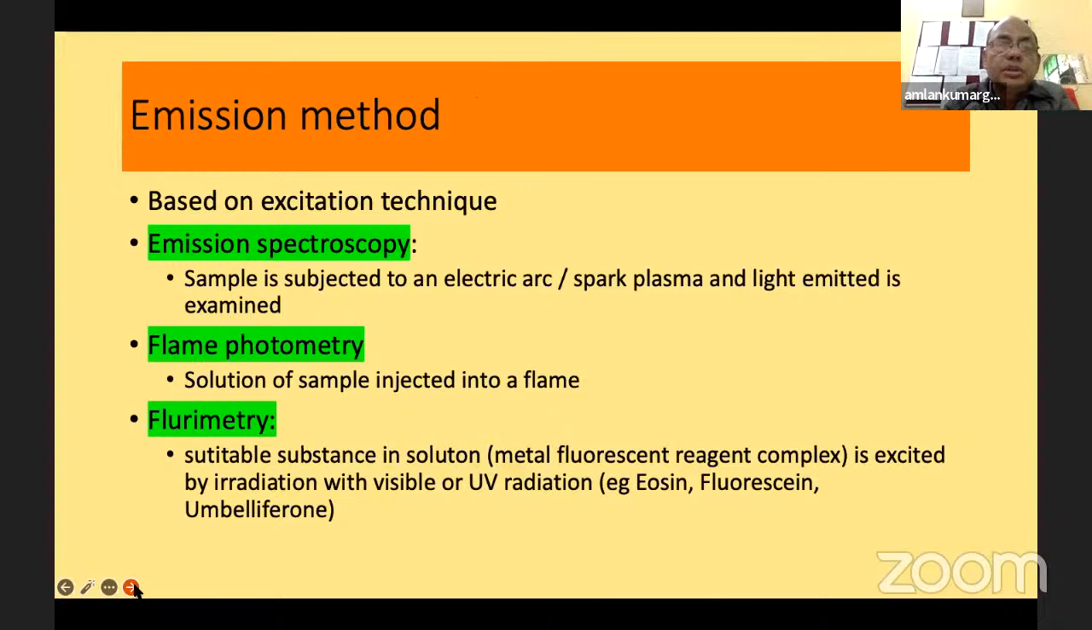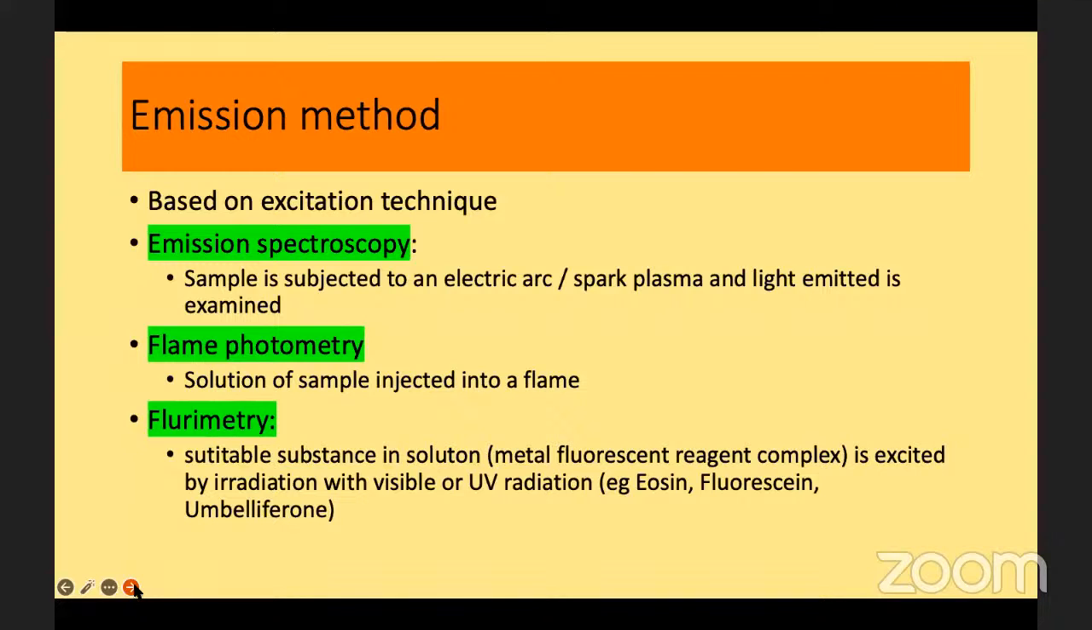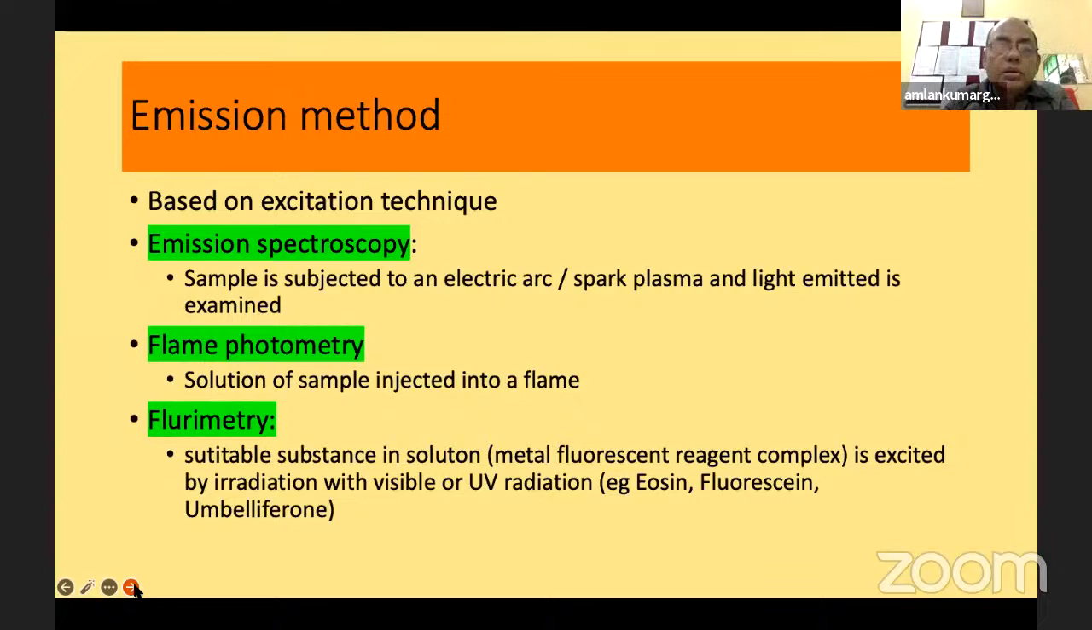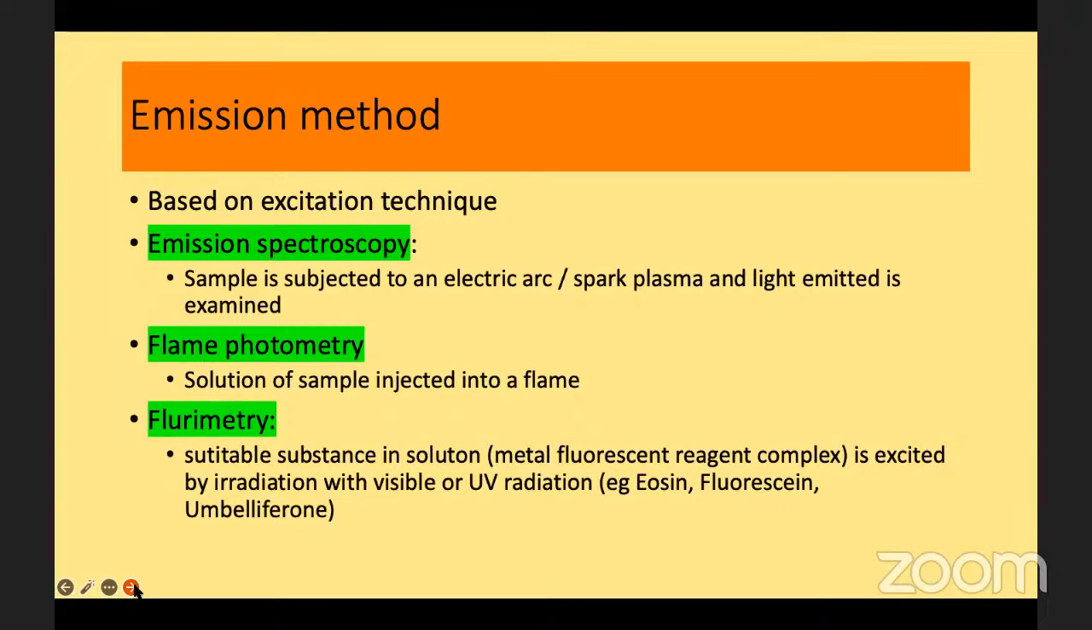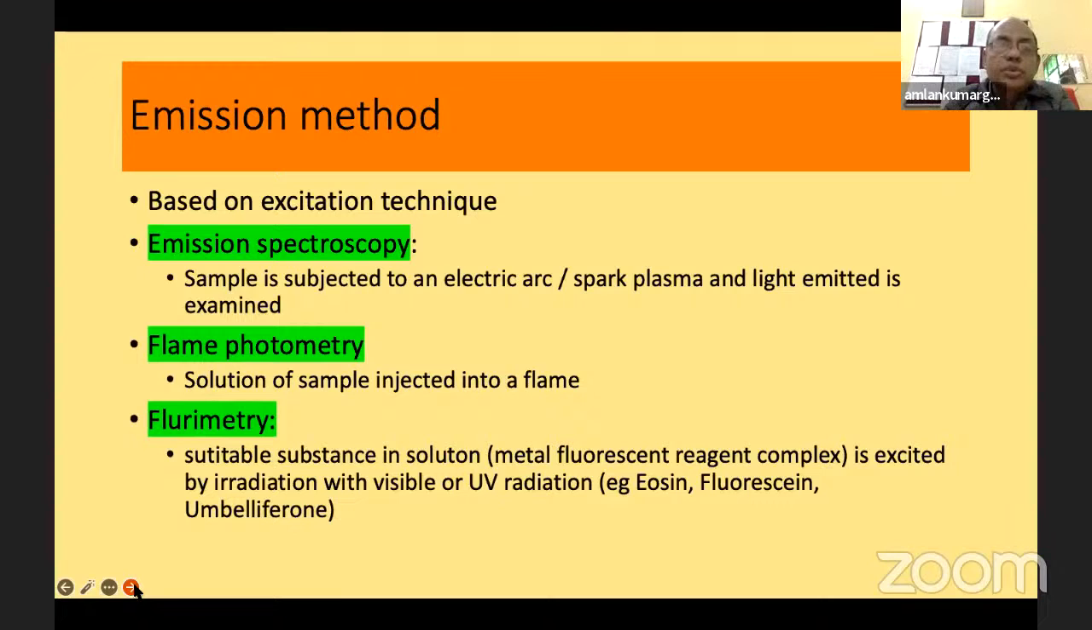Then there are emission methods. Emission methods are based on excitation techniques. We will come to flame photometry. There is emission spectroscopy, in which the sample is subjected to an electric arc or spark plasma. We will come to this one later on.